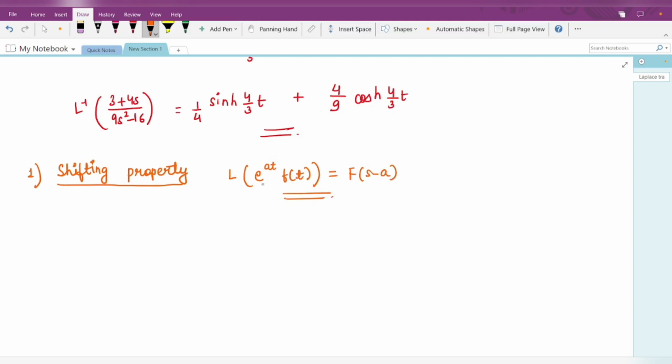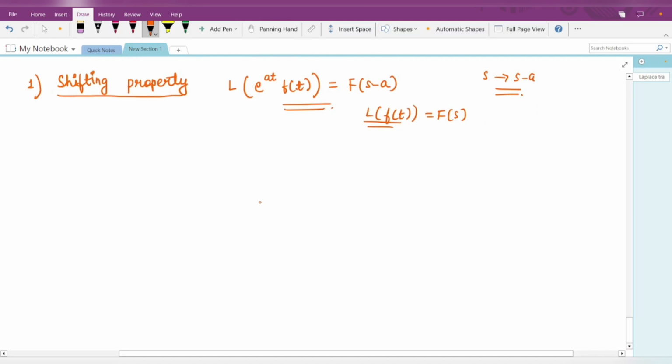It basically says that if we have a function f of t and it is multiplied by e raised to at, and we have to find the Laplace transformation of e raised to at f of t, then this will be equal to nothing but the Laplace transformation of f of t, L of f of t, and this will be say f of s, and then just replace s by s minus a. s should be replaced by s minus a, and this will give us the Laplace transformation of e raised to at f of t.